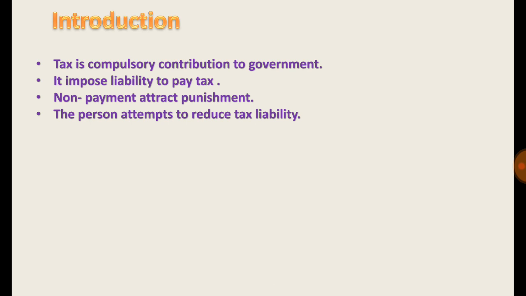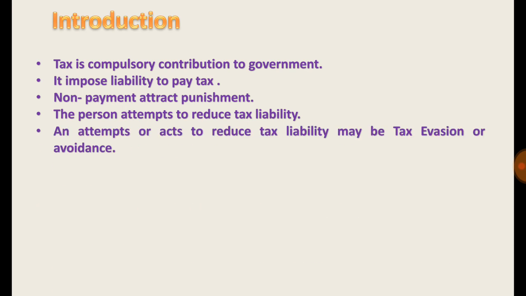So, tax is compulsory payment. The person has to pay the amount. Therefore, it is attempt by most of persons, and they think that how to reduce the tax liability, how to avoid the tax liability. So, they attempt or adopt many things. They do many acts to reduce the tax liabilities, and these activities may either fall under the category of tax evasion or it may be tax avoidance.